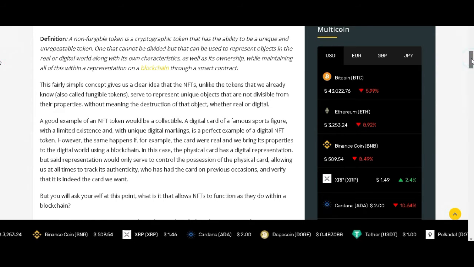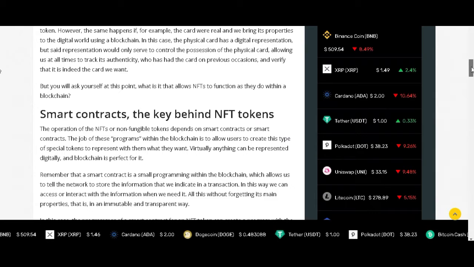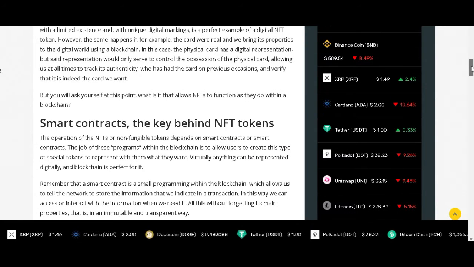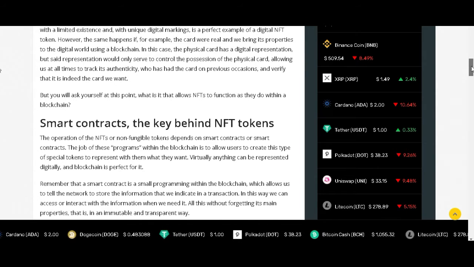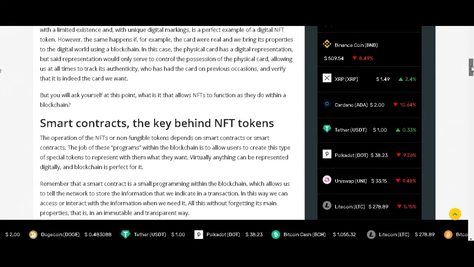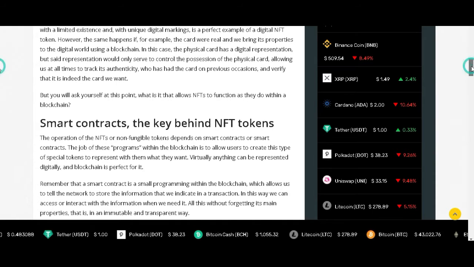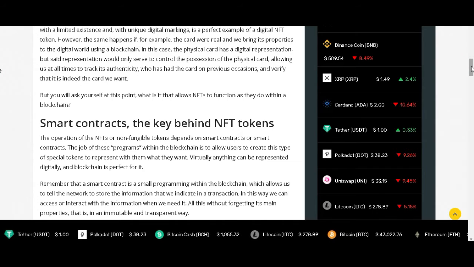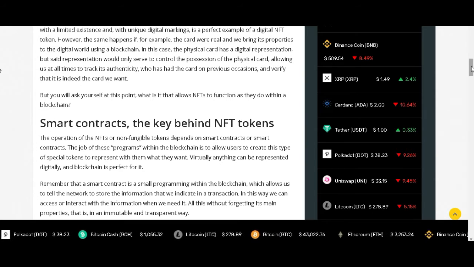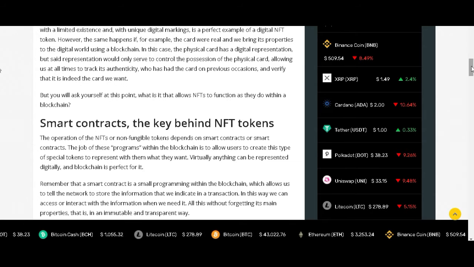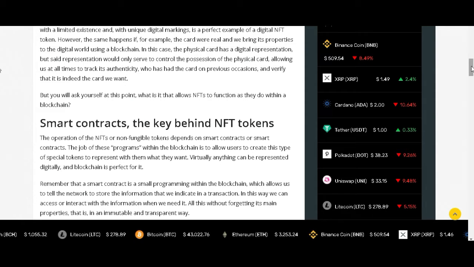A good example of an NFT token would be a collectible. A digital card of a famous sports figure, with a limited existence, and with unique digital markings, is a perfect example of a digital NFT token. However, the same happens if, for example, the card were real, and we bring its properties to the digital world using a blockchain. In this case, the physical card has a digital representation, but said representation would only serve to control the possession of the physical card, allowing us at all times to track its authenticity, who has had the card on previous occasions, and verify that it is indeed the card we want.